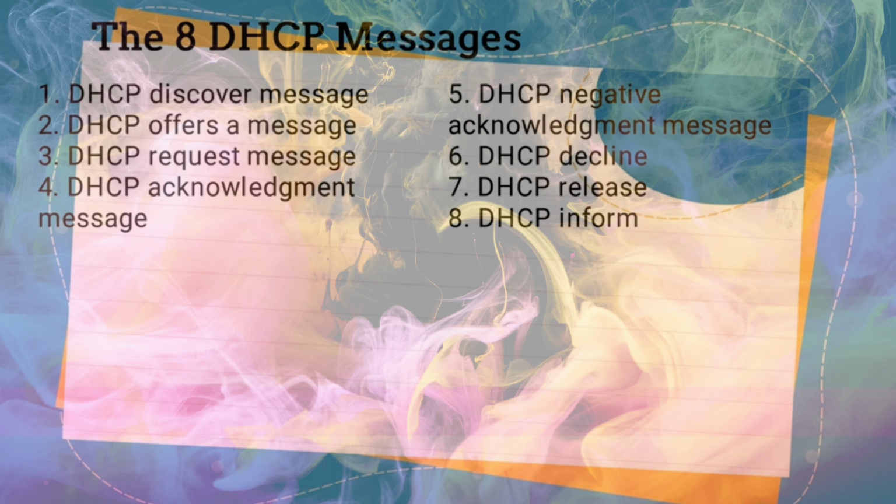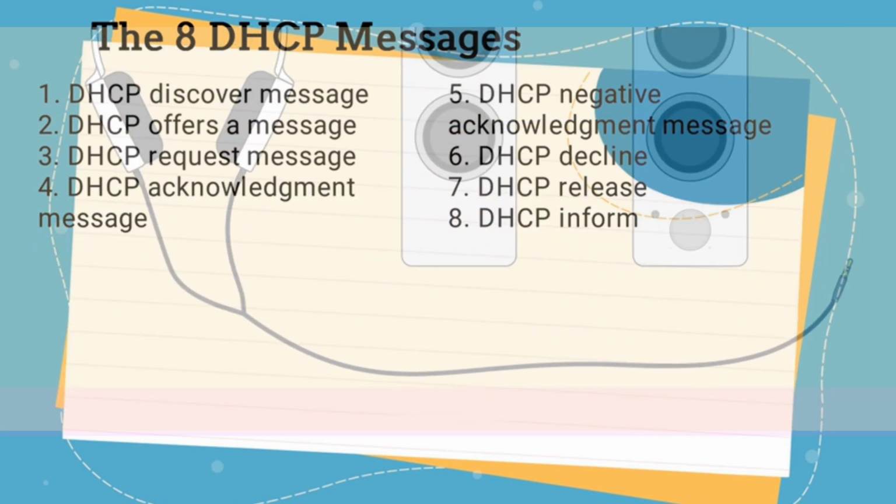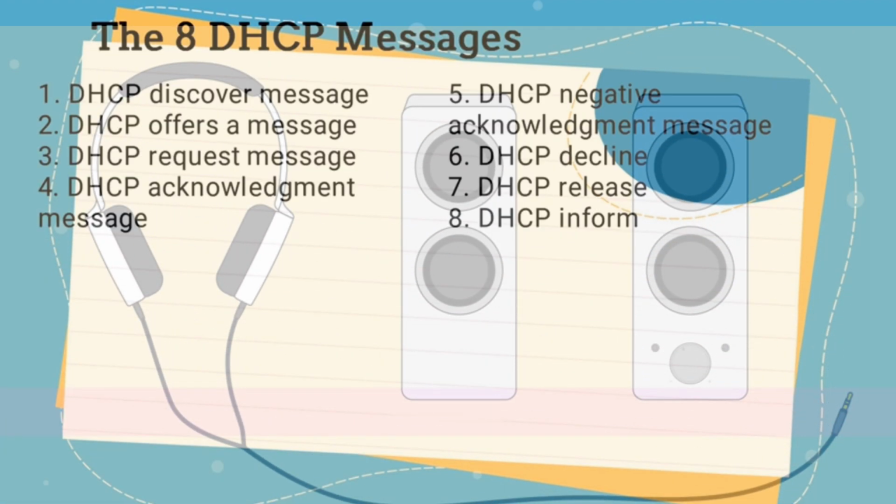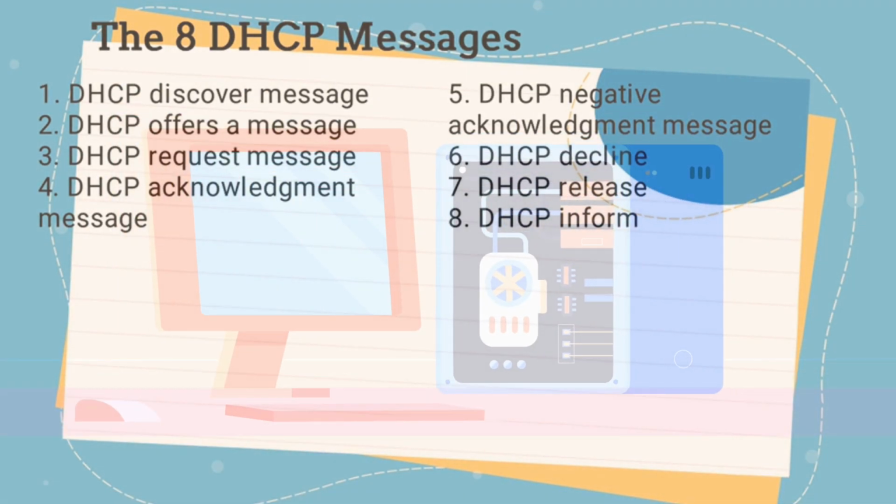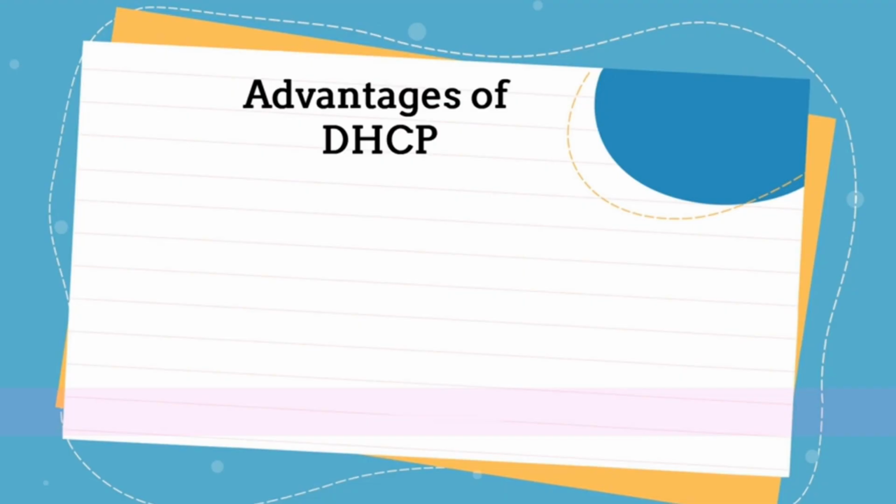DHCP inform. If a client has obtained an IP address manually, then the client uses DHCP inform to obtain other local configuration parameters, such as domain name. In reply to the DHCP inform message, the DHCP server generates a DHCP acknowledgement message with the local configuration suitable for the client without allocating a new IP address. This DHCP acknowledgement message is unicast to the client. All the messages can be unicast also by the DHCP relay agent if the server is present in a different network.